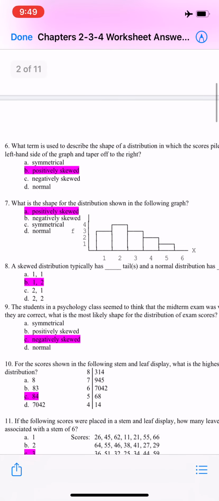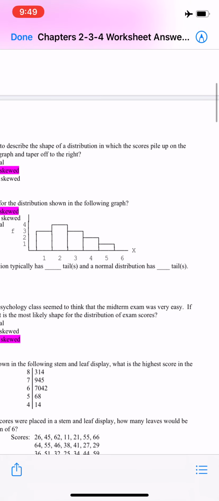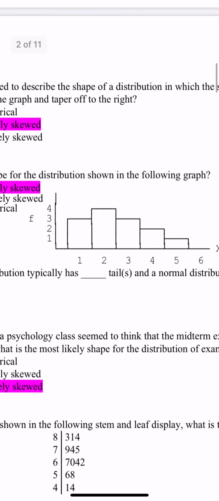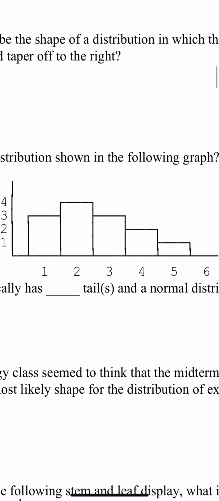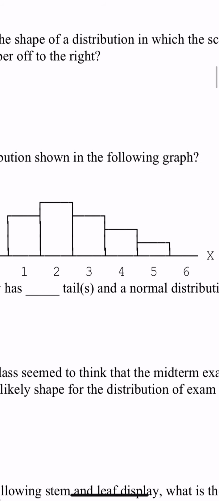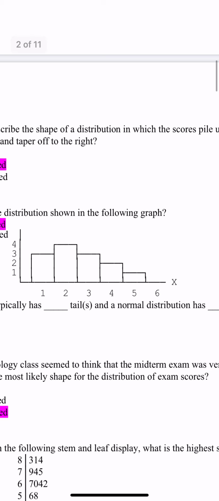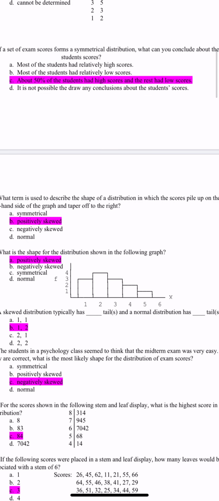A skew distribution typically has one tail, and a normal distribution has two tails. So a skew distribution usually has only one tail. You can see here, there's no tail here. There are just high numbers on one side, then this is the tail, where it basically tails off. On a normal distribution, there are two tails.